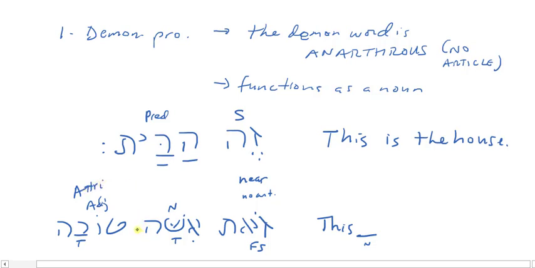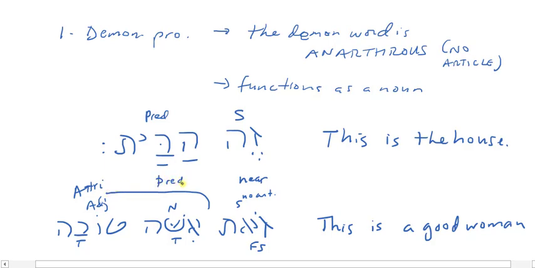So what kind of woman am I talking about? Yeah, it's a good woman, right? So I have this, a good woman. Remember, in Hebrew, I can have sentences that don't have a verb. I've got to supply the verb here, don't I? What am I going to add? Is. Is. This is a good woman, where zot is my subject, and the whole rest of this is my predicate. Okay, it's what this is.